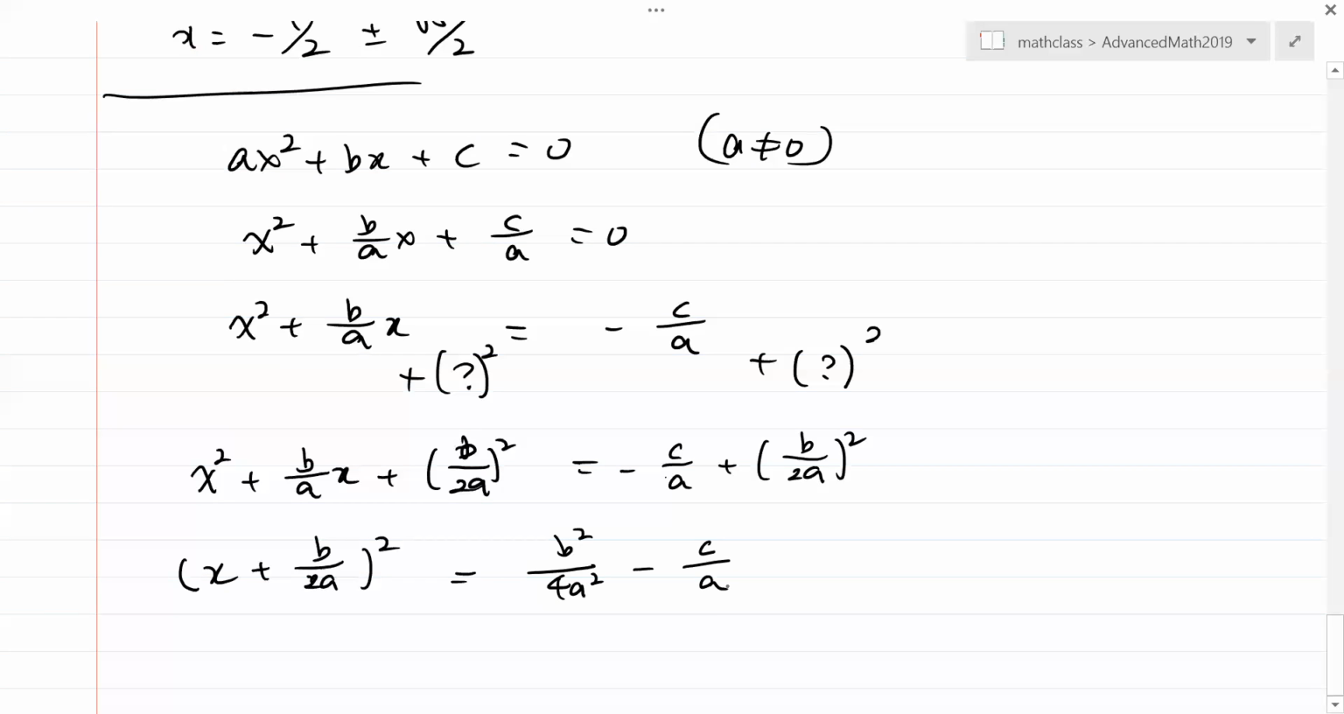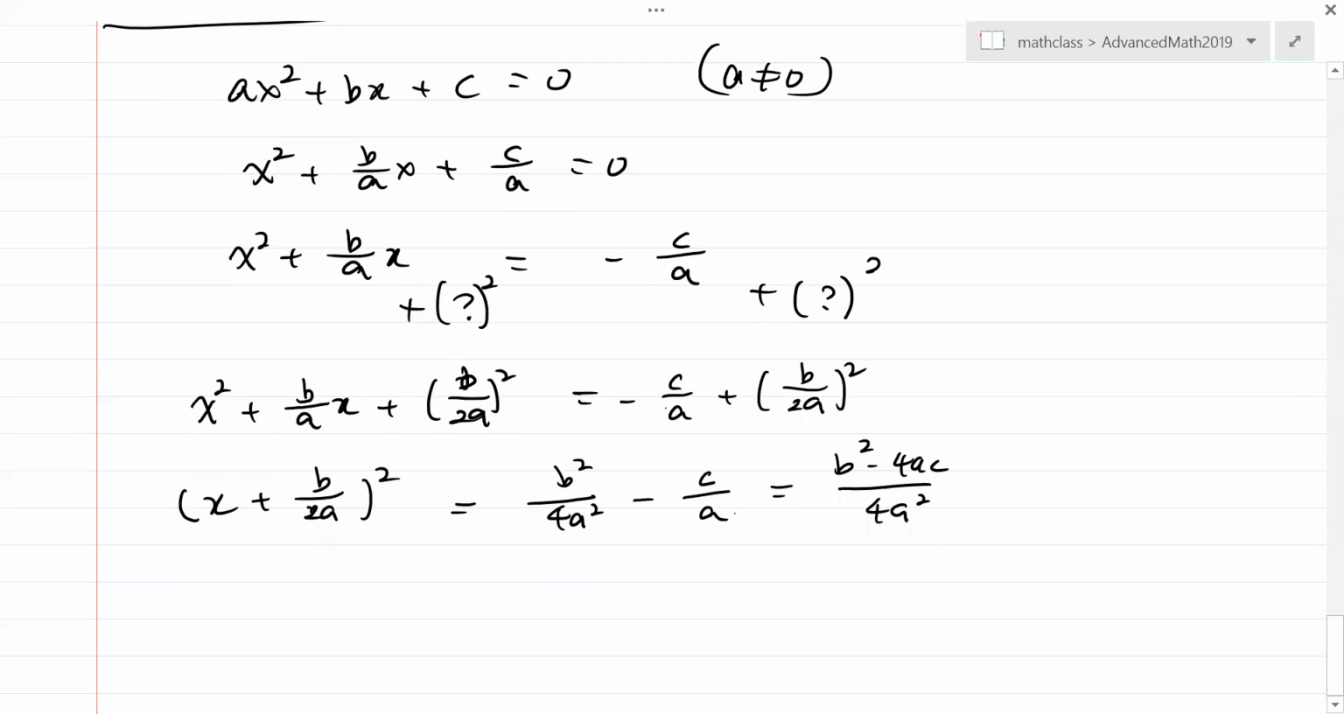Minus ca. Okay. I can modify it together. So I get 4a squared. I put a 2a, 4a here. So b squared minus 4ac. So anyway, this is a number. So we're getting very close to the quadratic formula.